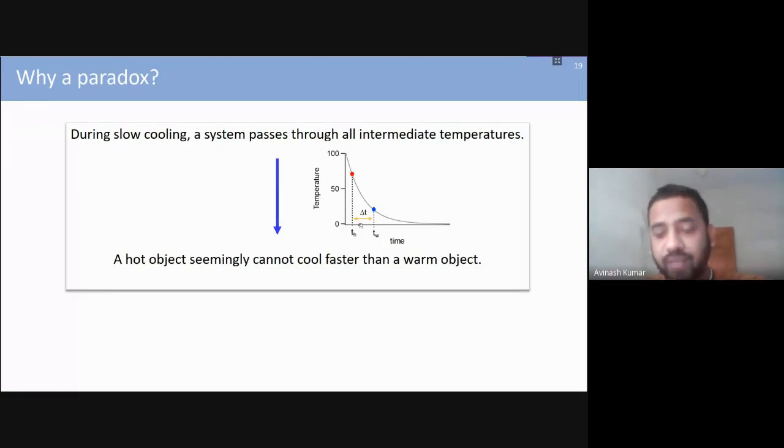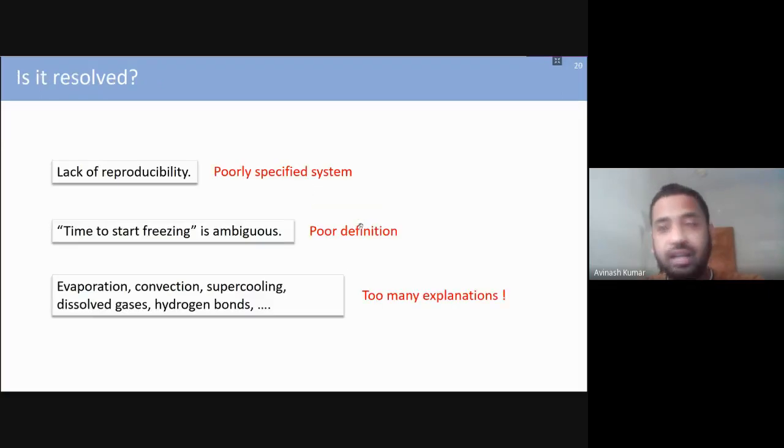Therefore, this effect has still been a paradox and it's unresolved. Part of the reason is that this effect is very tricky to reproduce, and the parameter time to start freezing, which basically defines this effect, is very ambiguous, because the freezing, because of nucleation, is a stochastic thing, and you cannot actually define that point.